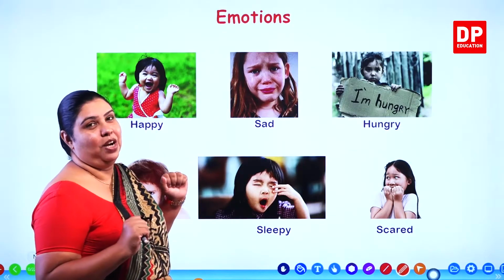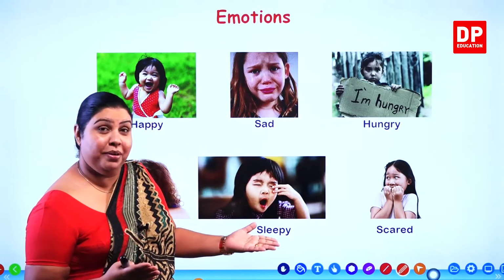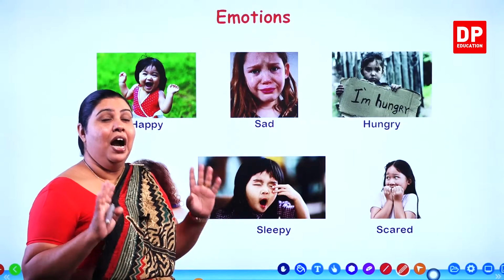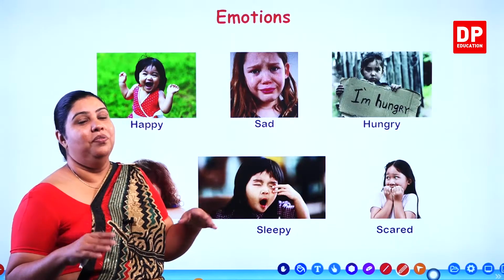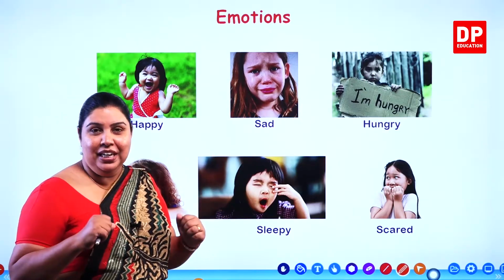Look at the pictures now. Now we just had a look at the poem. But now we are going to see how these different emotions will look like. Now when we are happy, how will we look like?